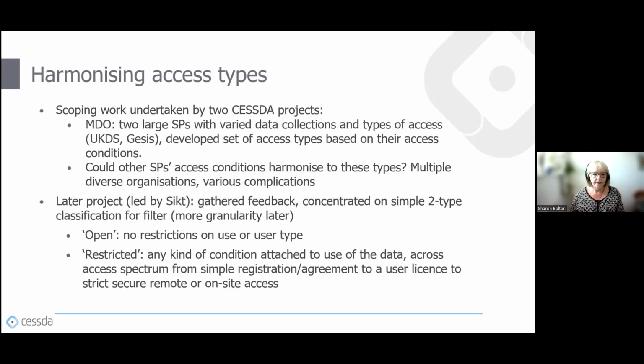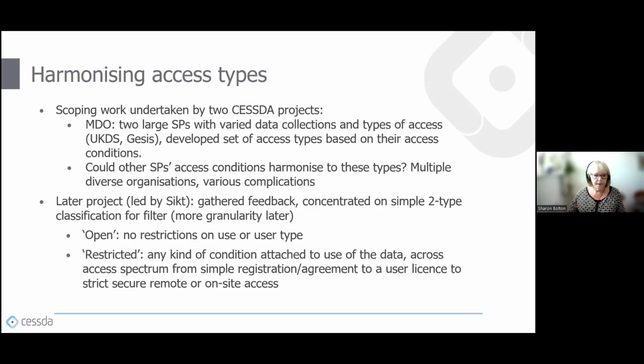Under Metadata Office, what we did was some scoping work. We looked at 2 large archives with varied data collections and different types of access. This was the UK Data Service based in the UK and IASSIST based in Germany as well. We developed a set of access types based on their access conditions. We tried to make this as simple and as harmonious as possible between the 2 archives, which did have some fairly common categories, but there was some work to be done on this as well. Once we'd come up with a common set of categories, we wanted to see whether other service providers could harmonise their access conditions to these types. And as I said, there's multiple diverse organisations to consider and a few complications.